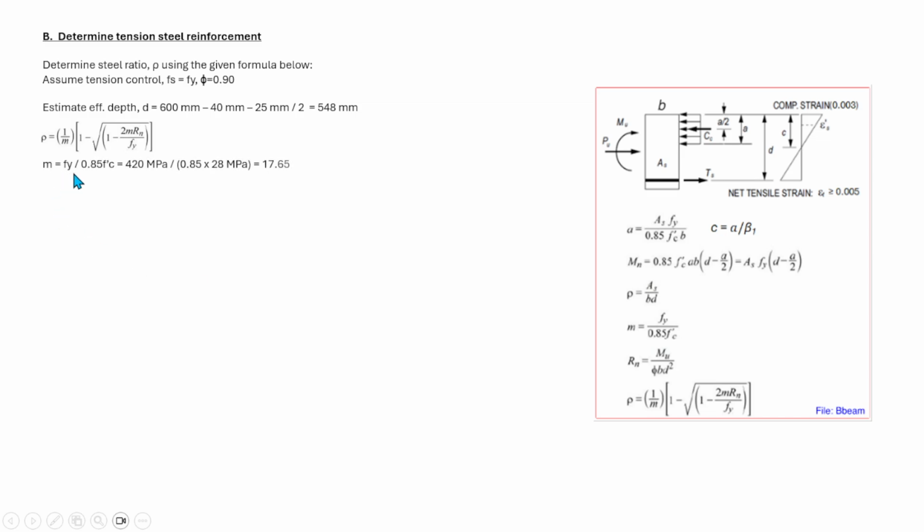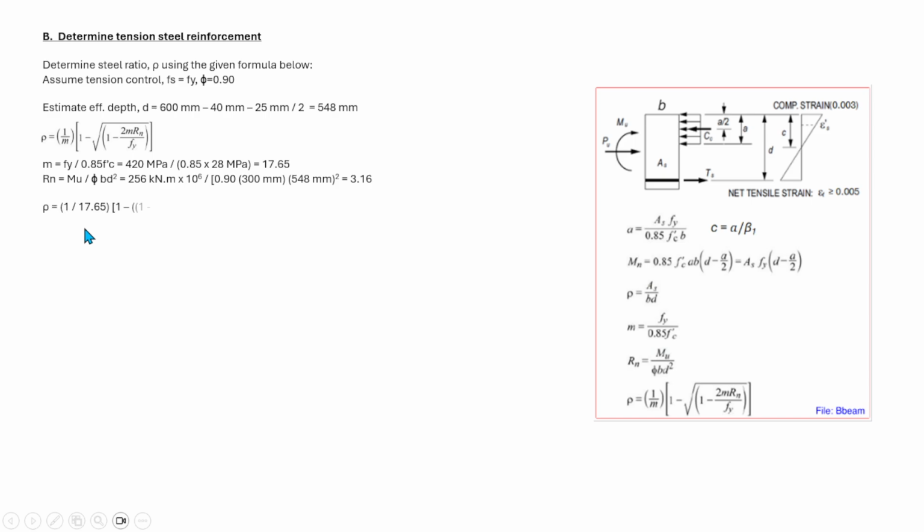m is equal to Fy over 0.85 fc prime, which is equal to 420 megapascal over 0.85 times 28 megapascal, and that is equal to 17.65. That is the value of our m. For Rn, that is Mu over phi b d squared. So that is 256 kilonewton meter times 10 to the power of 6 all over 0.9 times 300 times 548 squared, and that is equal to 3.16. That is the value of Rn.